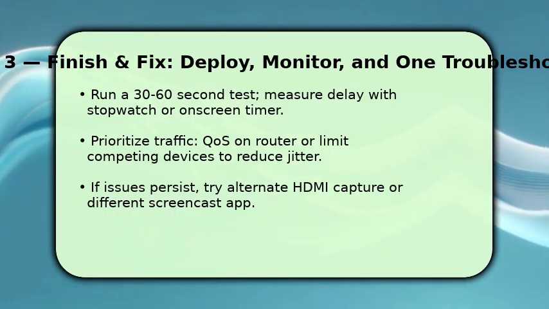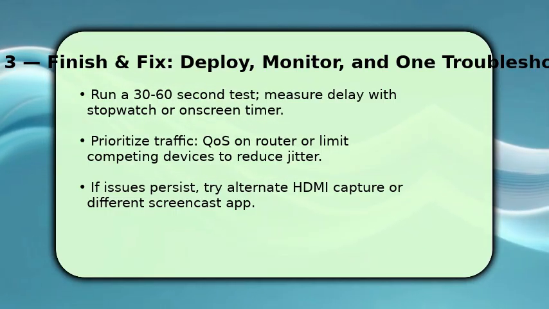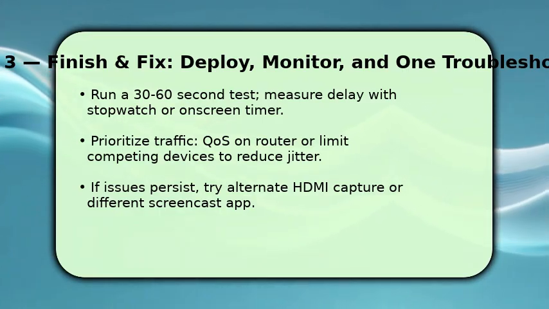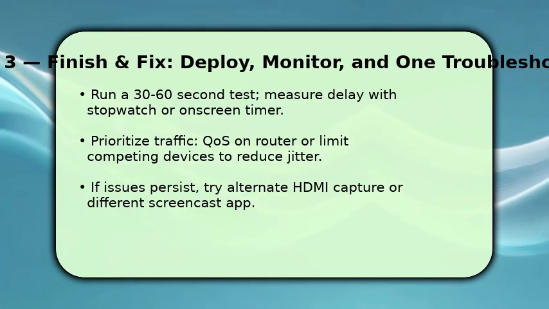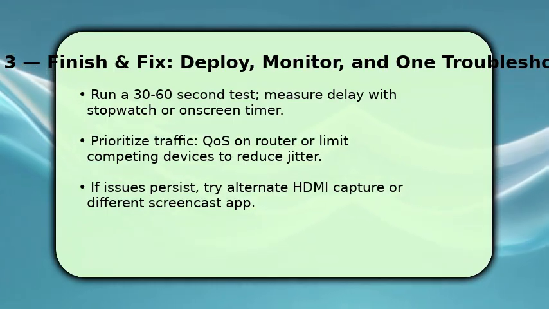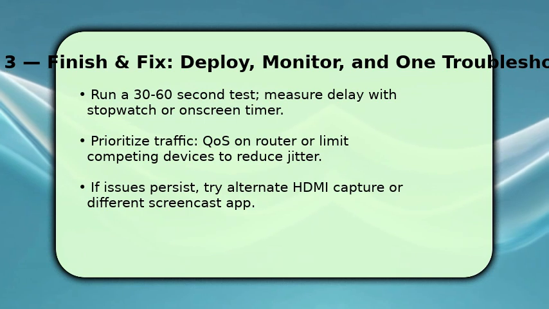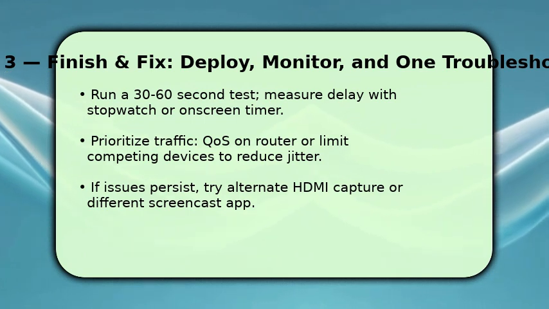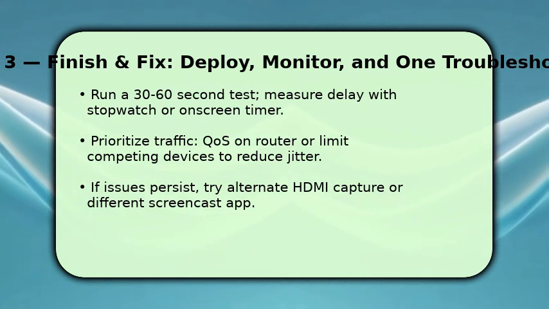If delay remains unacceptable, try swapping to a different capture method, HDMI capture versus native casting, or a different app, because some implementations add buffering. If that still fails, reboot both devices and retest. Often, a fresh start clears transient network or driver issues.